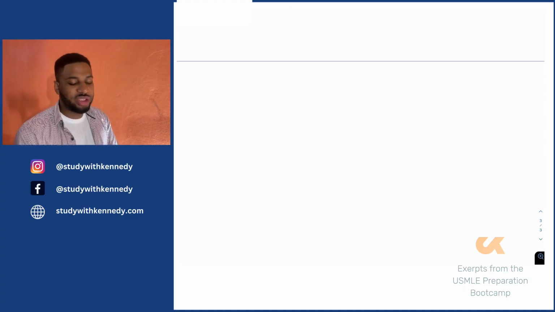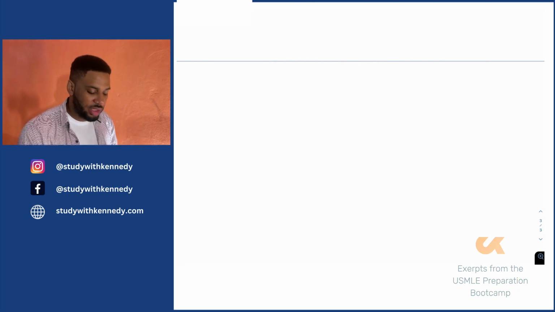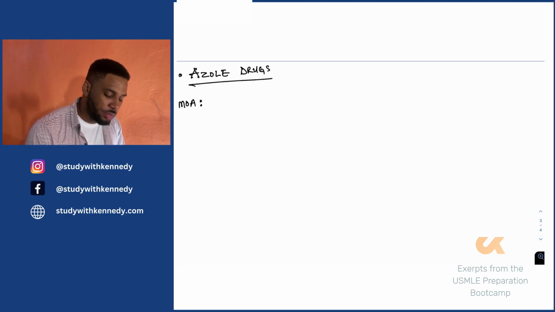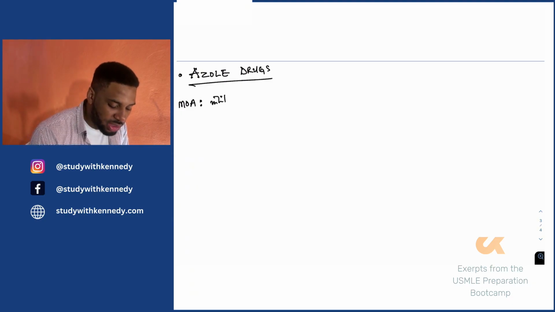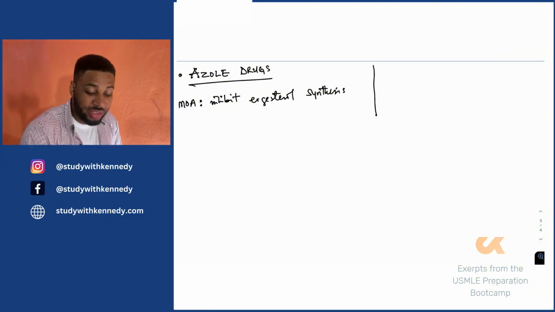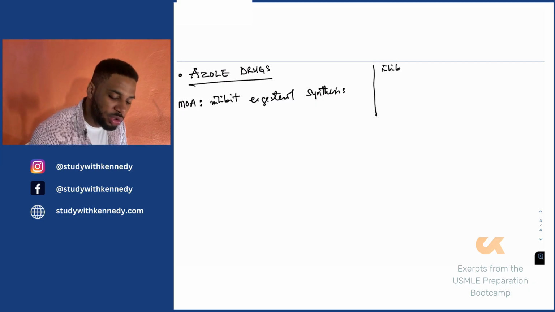Then we saw medications that inhibited ergosterol synthesis. I hope you're thinking of your Azole drugs. What is the mechanism of action of Azole drugs? You should be able to tell me that these medications inhibit ergosterol synthesis. This is the big picture way of saying it. If you want to be more specific, which they can do on your exam, you should be able to say that they inhibit 14 alpha demethylase.